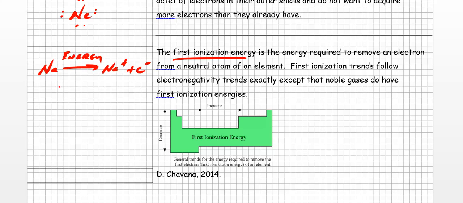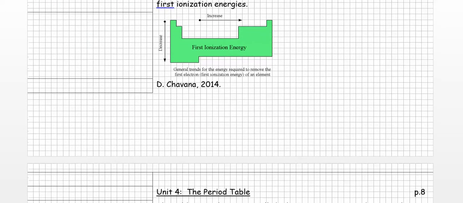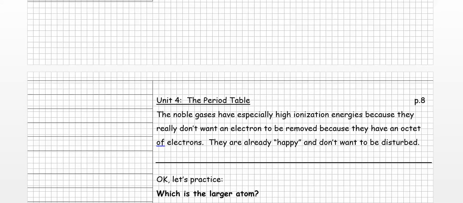That energy required to remove that electron from the sodium is called the first ionization energy, and all atoms have them. It's the energy required to remove an electron from a neutral atom of an element. So first ionization energy trends follow the electronegativity trends exactly, except that noble gases do have first ionization energies. As we'll learn later, they're rather large, they're rather high, but they do have first ionization energies.